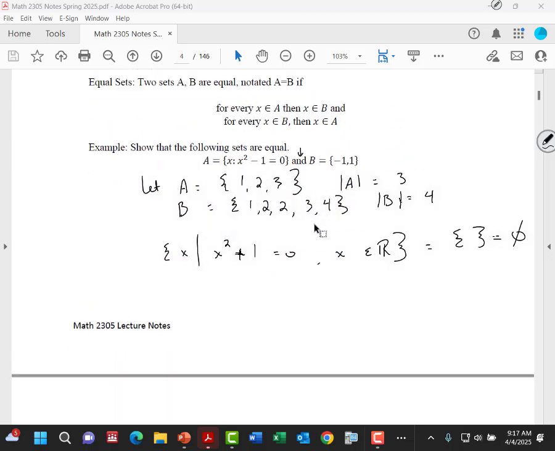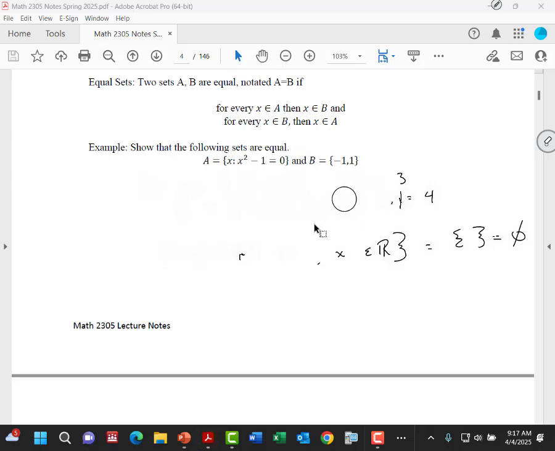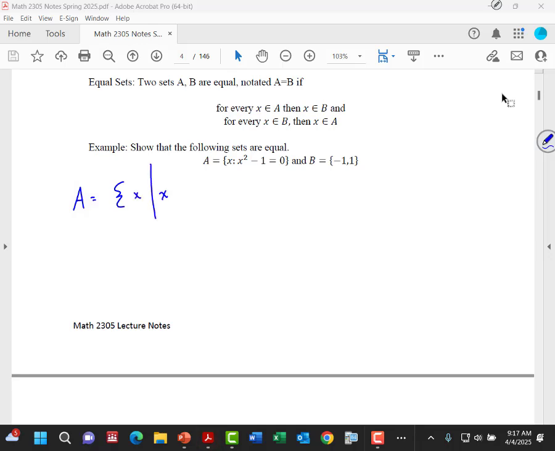Let's take a look at equality of sets. I wish to show that the following sets are equal. So I have set A and I have set B. Set A is the set of all x's such that x squared minus 1 equals 0.